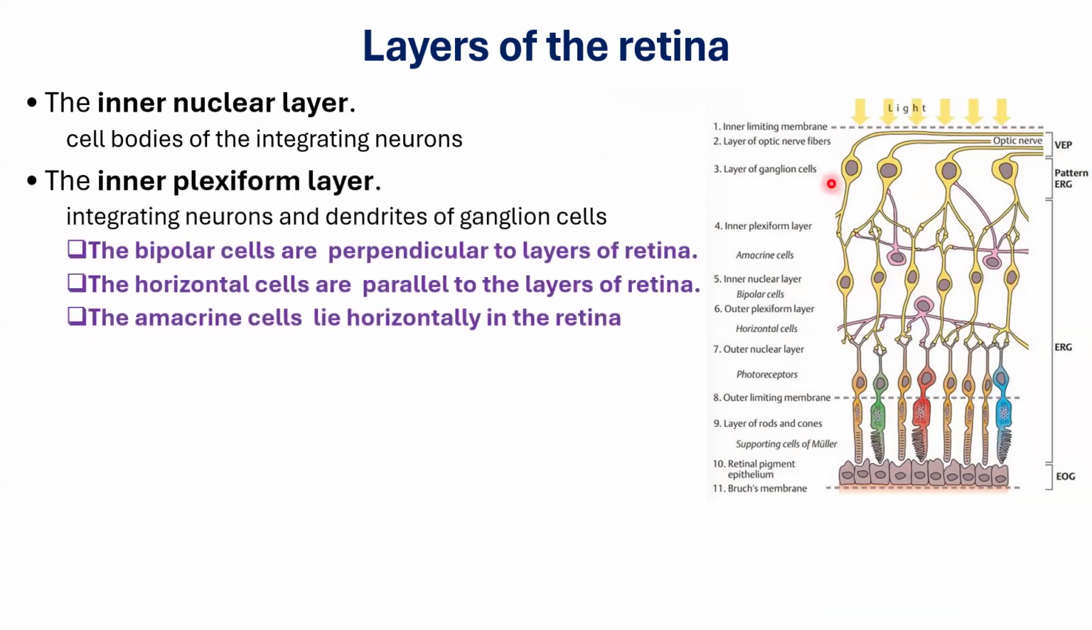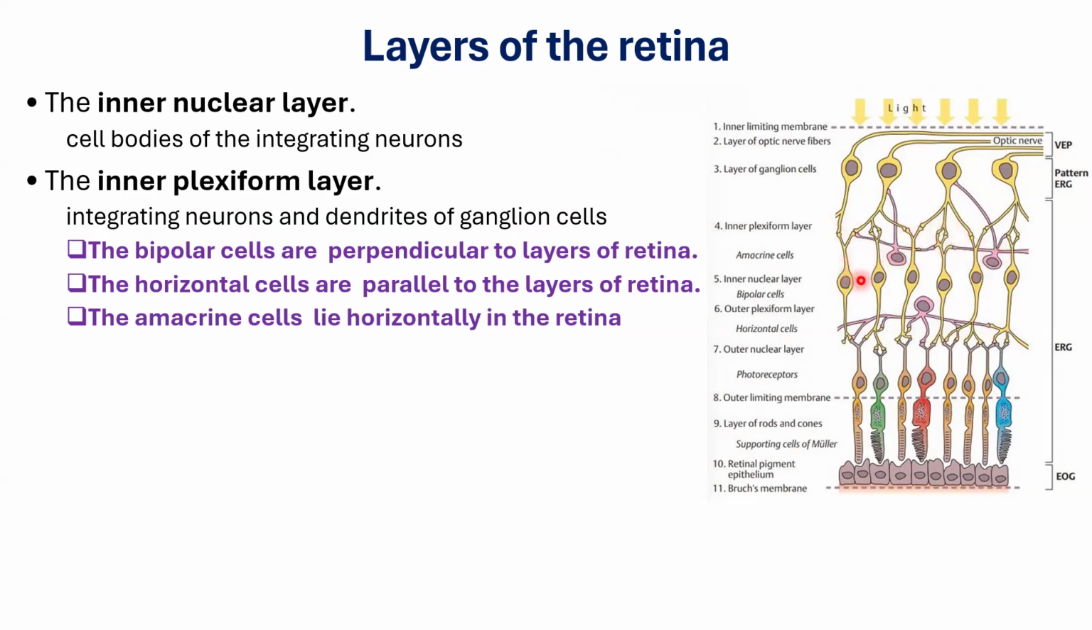And then the inner plexiform layer will contain synapsing of various cells. These cells will be the integrating neurons, the bipolar cells, and the dendrites of the ganglion cells. But a point of appreciation is that it will also contain some other cell types. For example, the bipolar cells, which are these integrating neurons, are perpendicular to the retina. We'll have horizontal cells in the outer plexiform layer. Then the inner plexiform layer will contain the amacrine cells.